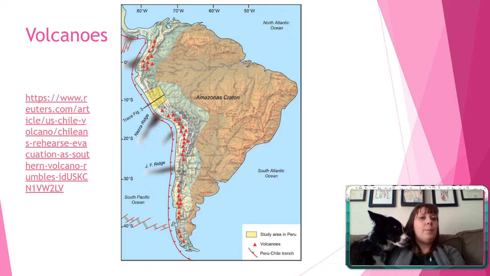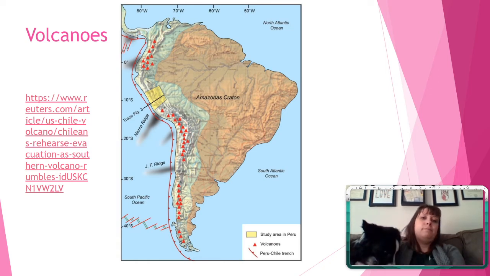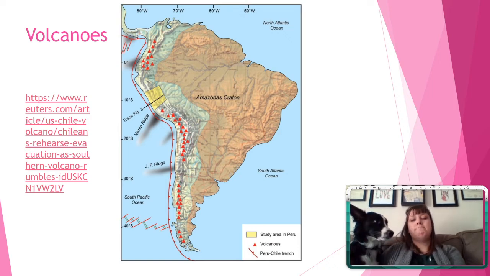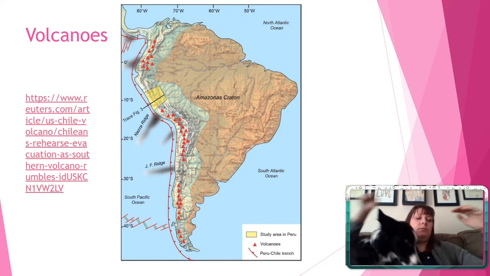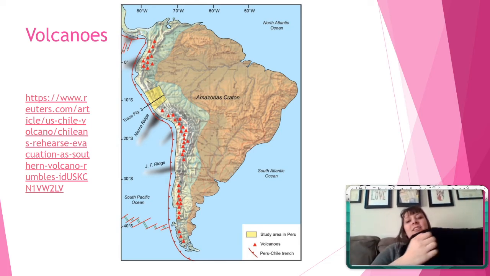So here's a map of different volcanoes in South America, right? All along the Andes Mountains, we're going to see lots of volcanoes. And then on the Pacific coast, we have the Peru-Chile Trench, which is where that subduction zone is, where it's going under. It creates a trench.